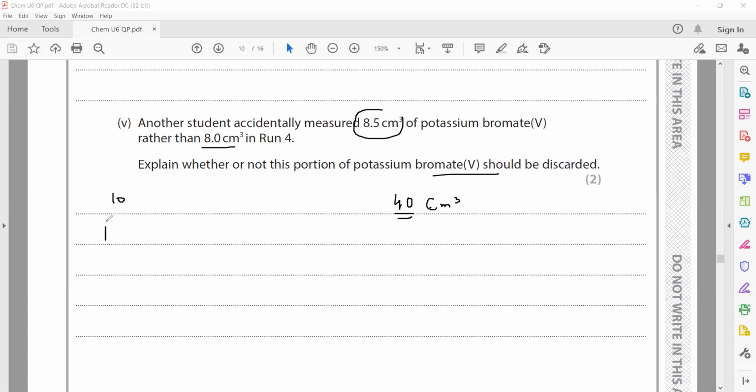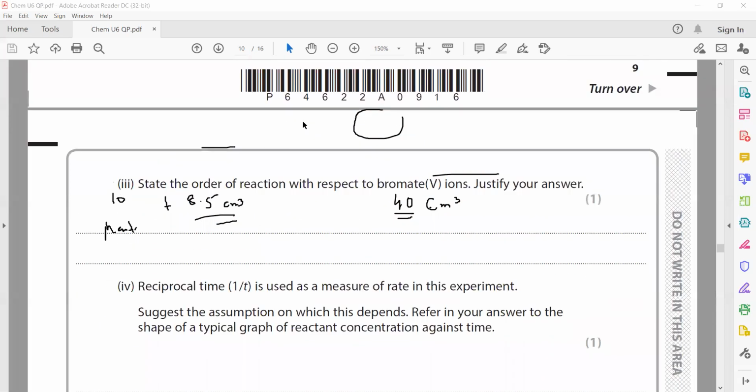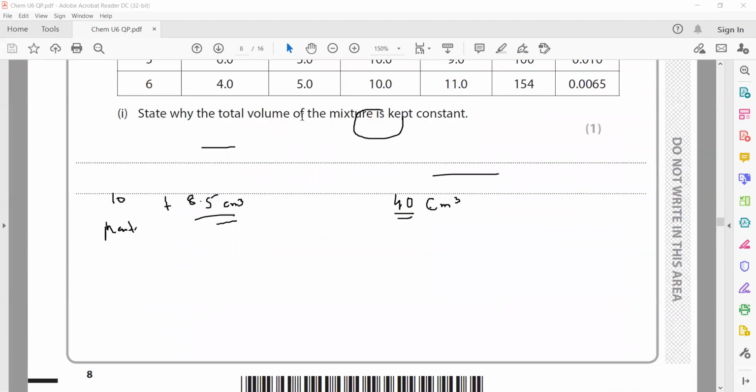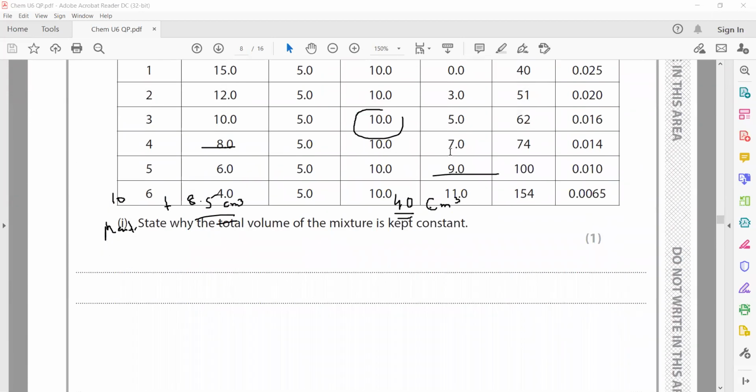10 cm cube of phenol is added, and instead of 8 he added 8.5 cm cube of potassium bromate. So what he should do is change the volume of water he is adding to make the total volume. Here he was adding 7. So instead of adding 7, how much should he add? He should only add 6.5 cm cube of water.